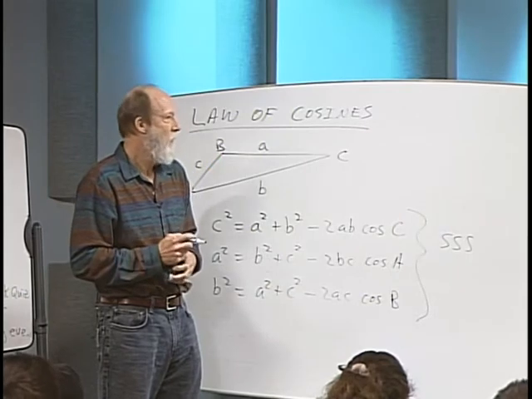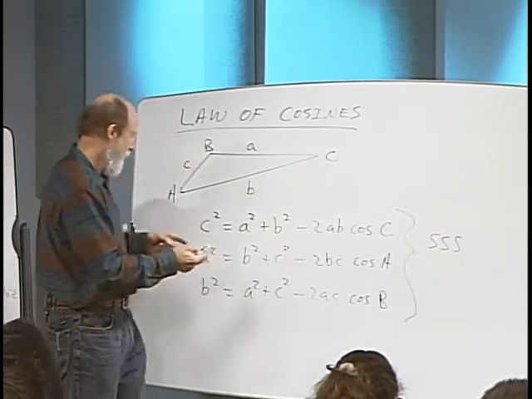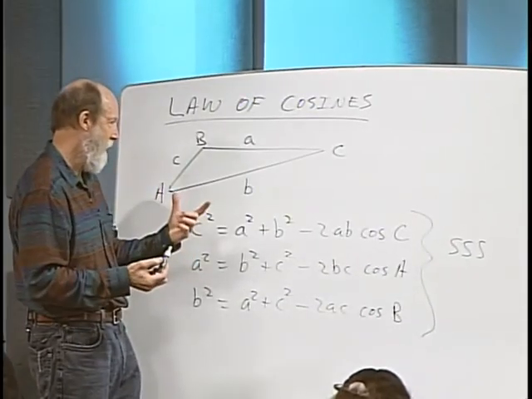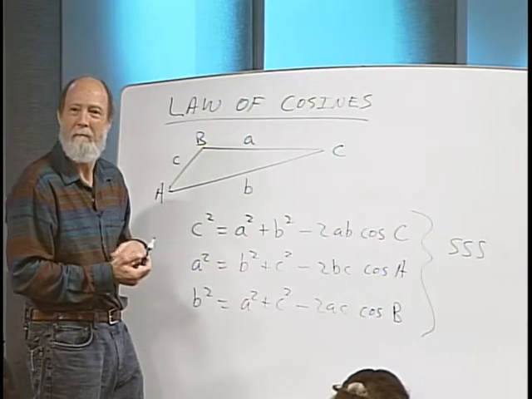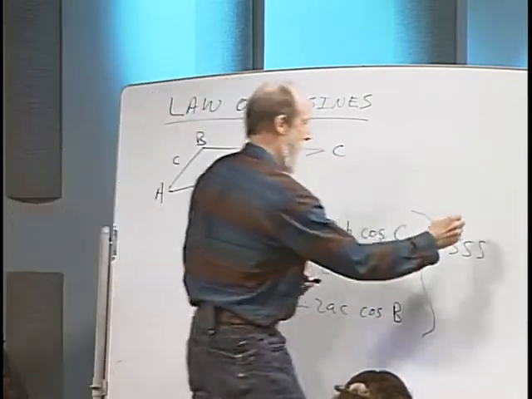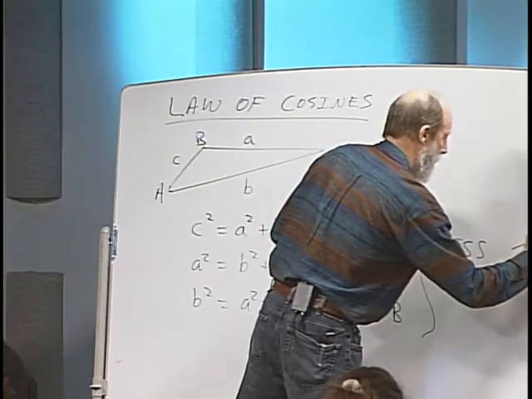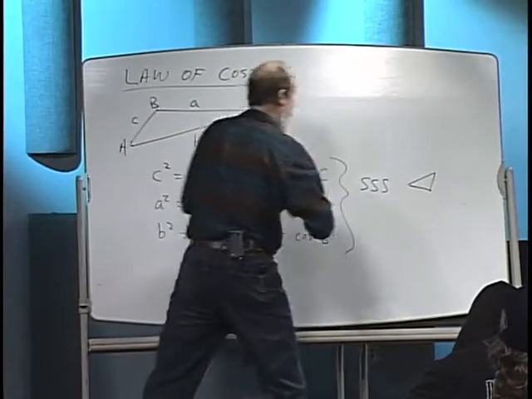Right? Let's see. What if you knew 2 sides and maybe an angle between them? 2 sides and an angle between them. Here's what I mean. If I knew all 3 sides, I might have something like, let me make it so it's not so right triangle looking.